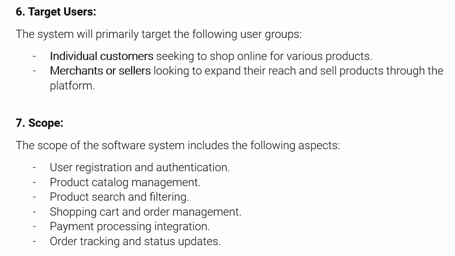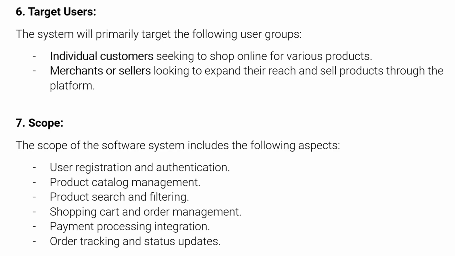The next two sections are the target users. This section identifies the primary users or stakeholders of the software system that we are building. It describes the intended audience and their needs, ensuring that the development team has a clear understanding of who the system is developed for, right?